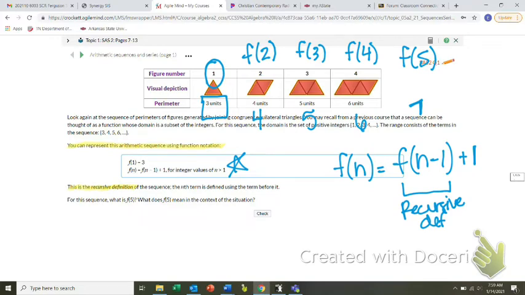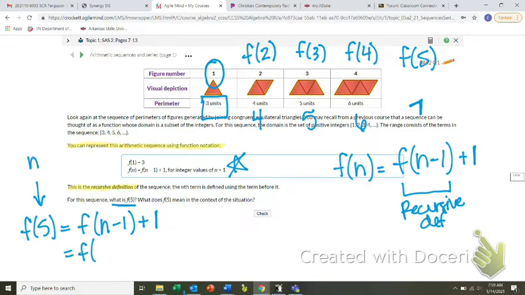So, recursive definition. You look for the term before what you're looking for. So, we are looking for f of 5. That's what it tells us right here. Equals f of n minus 1 plus 1. Well, 5 is our n, so we just plug it in. F of 5 minus 1 plus 1. Now, all you do is simplify.